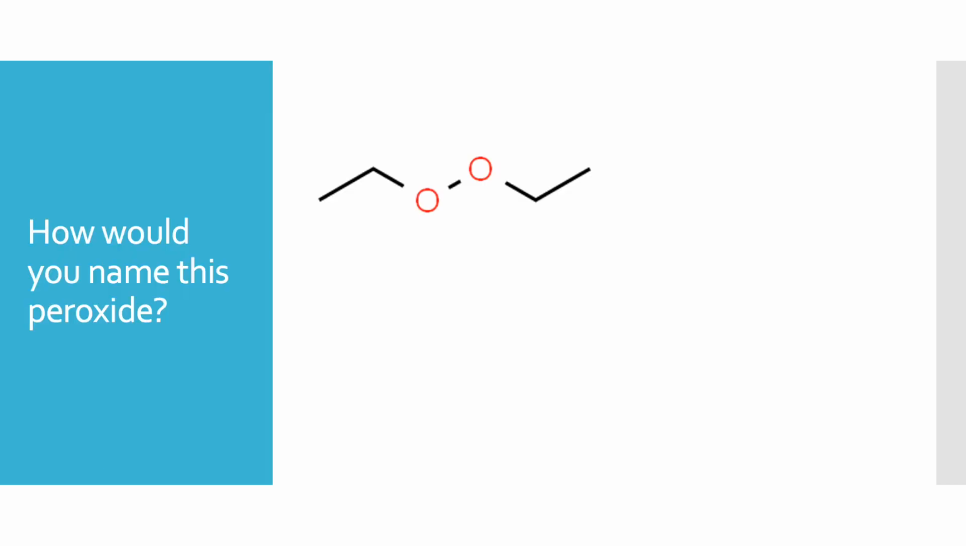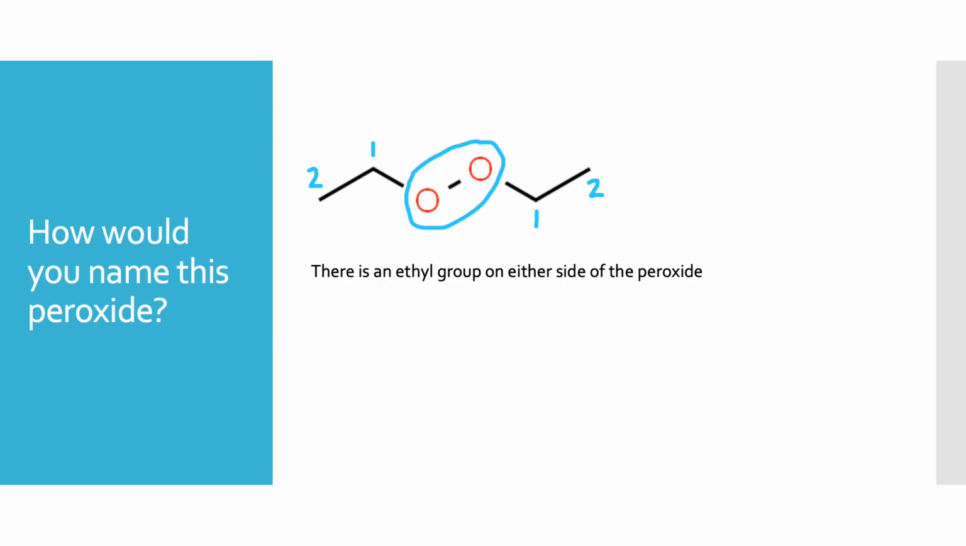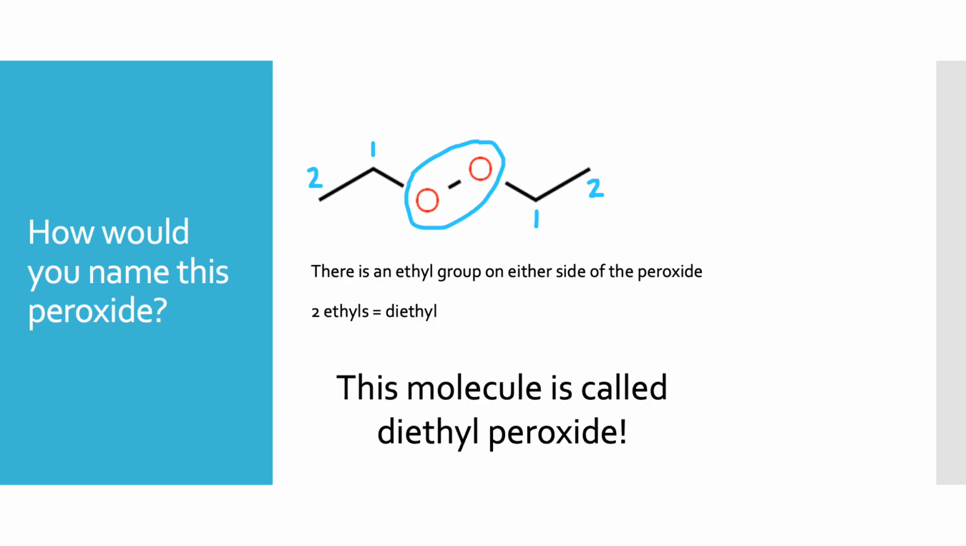So how would you name this peroxide? First, let's locate the peroxide, with the 2 O's in the middle. Now let's number the carbon chains coming off of each of these oxygens. We can see that on either side we have 2 carbon chains, or 2 ethyl groups. When we have 2 of the same group, we'll use the prefix di. So if we add the peroxide ending, this molecule will be called diethyl peroxide.